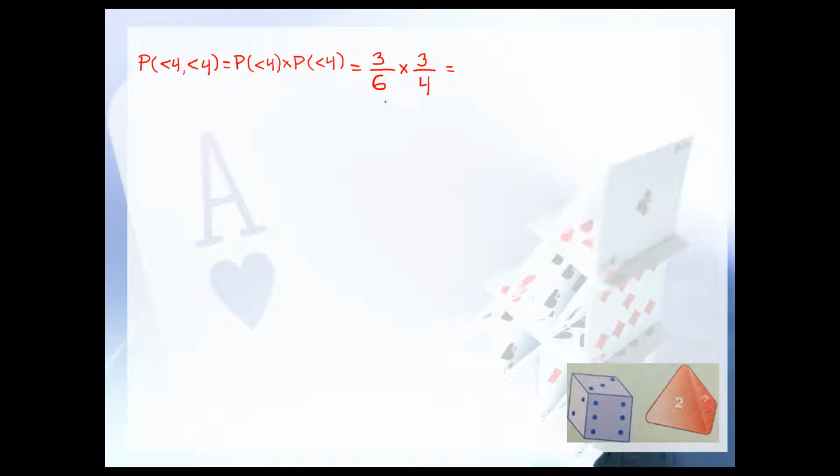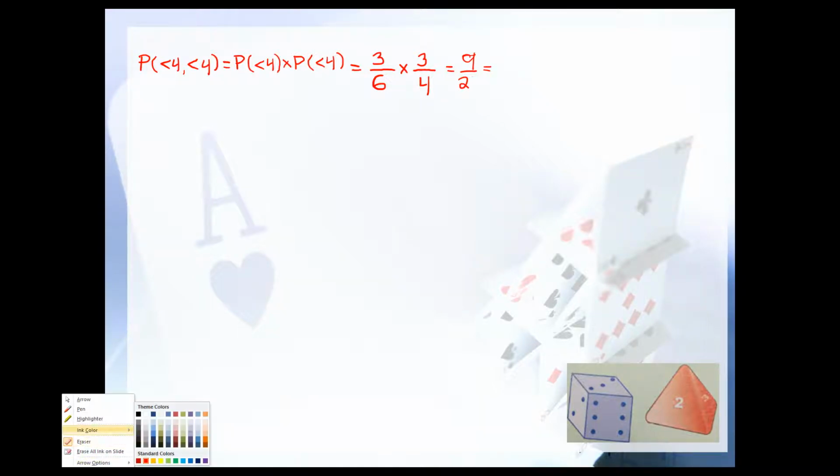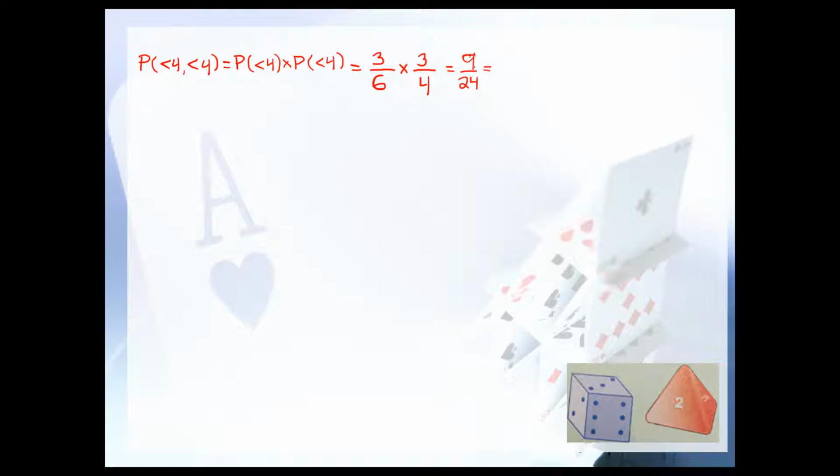Okay, numerator times numerator. 3 times 3 would be 9. And then 6 times 4 would be 24. And then that looks like a 9 there. Let's fix that so it looks better. That is a 4, or it should be a 4. There we go. 9 over 24. Okay, yes, this is a 9 on the top.